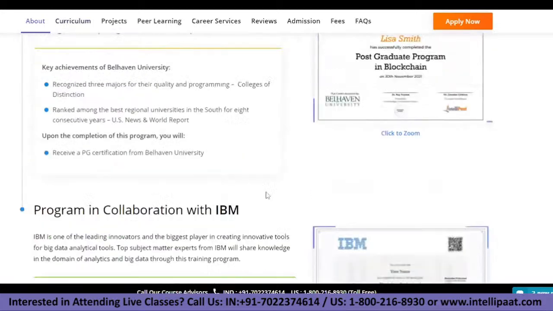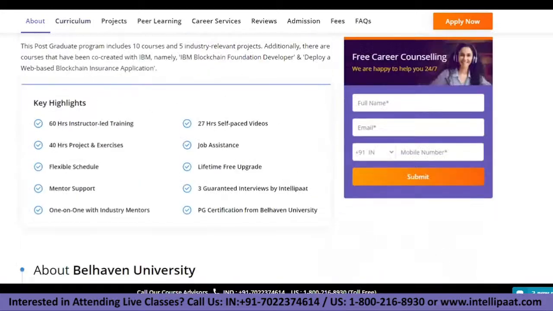Now, apart from this, all of the other services are going to be similar. This is going to be instructor-led training as well. Self-paced videos are also given to you. Project work and exercises are also given. It comes with a lifetime free upgrade. Job assistance is the same. Mentor support is the same. One-on-one sessions with industry mentors are provided, wherein you will have one-on-one sessions with the mentors that are going to teach you as a part of this program. So that is going to ensure the personal attention that you require in a learning path.